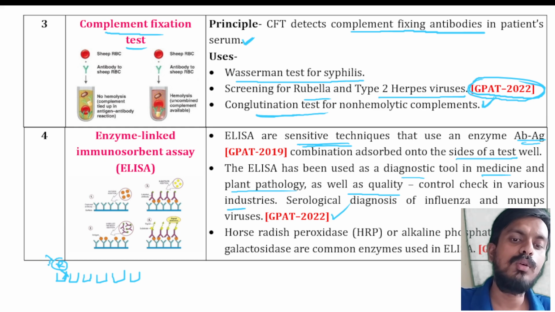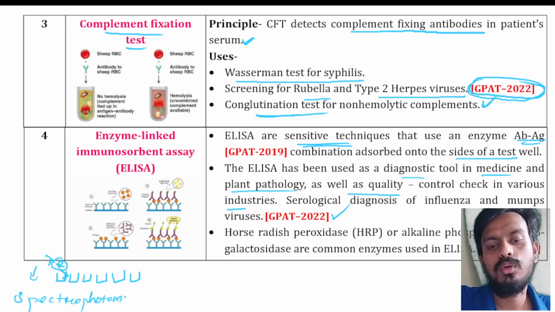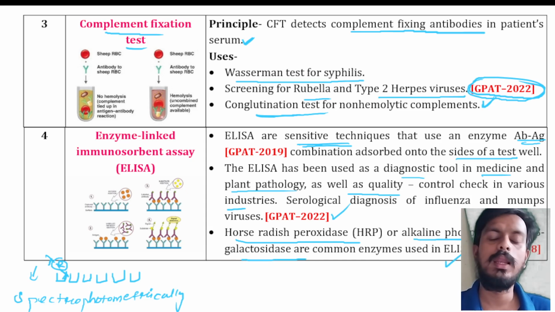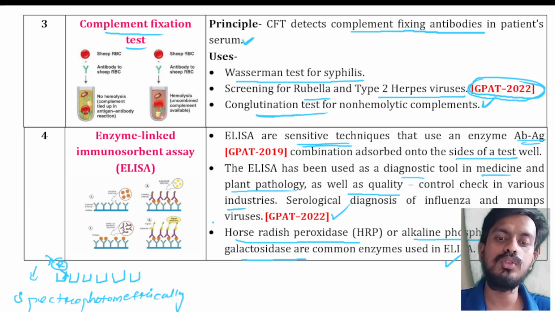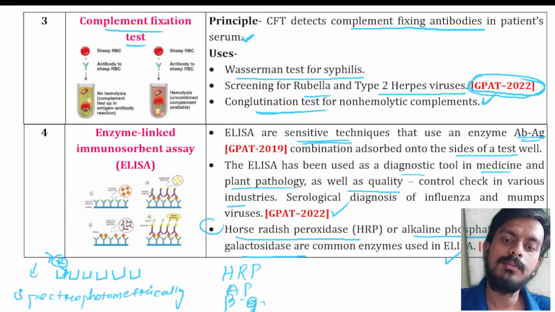When antigen binds, due to this antigen-antibody reaction there will be formation of a fluorescent or colored compound that is measured by spectrophotometry. Examples of enzymes commonly used in ELISA are horseradish peroxidase, alkaline phosphatase, and beta-galactosidase. This is very important: these are the three different enzymes used.